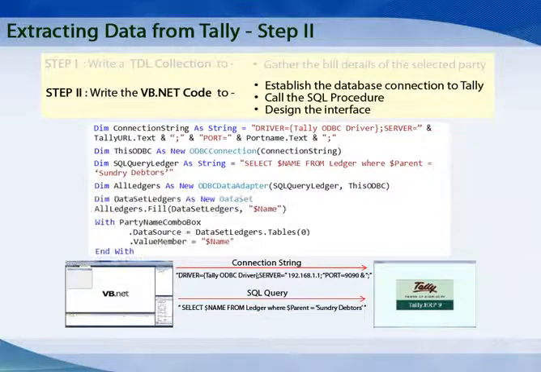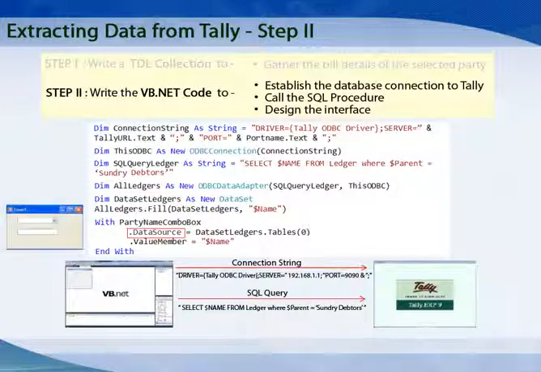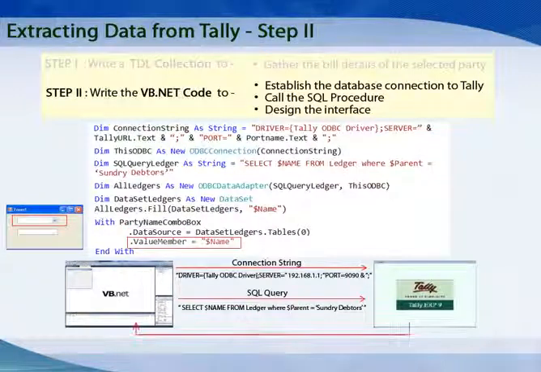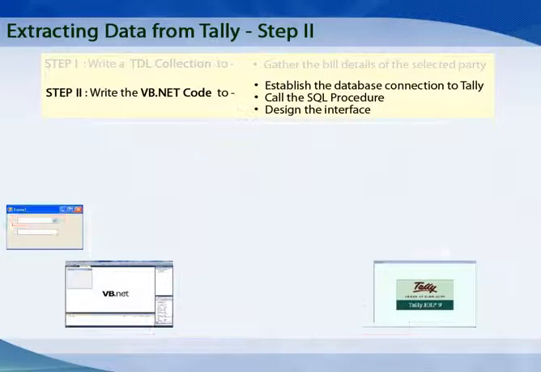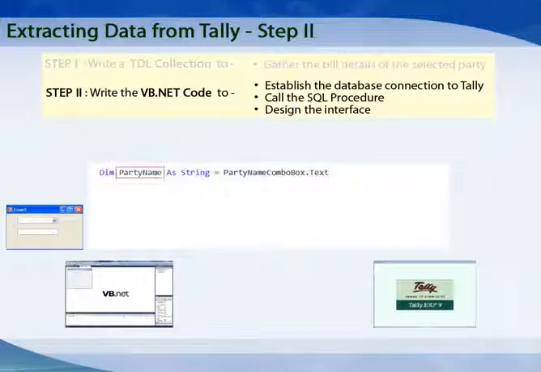A new data structure or class, DataSetLedgers, is created, and the method Fill is called from the object allLedgers. Then, the data source for the combo box is set appropriately. The value in the value member will be displayed in the combo box partyNameComboBox. A variable partyName is declared, which is set to the value selected in the given combo box.